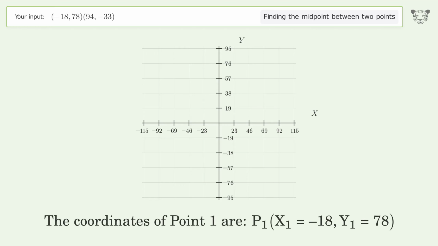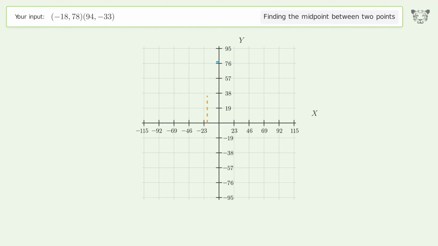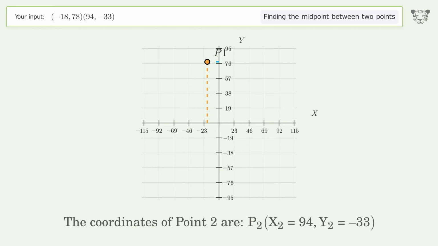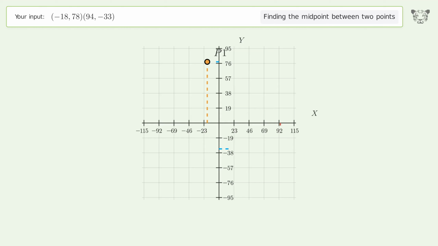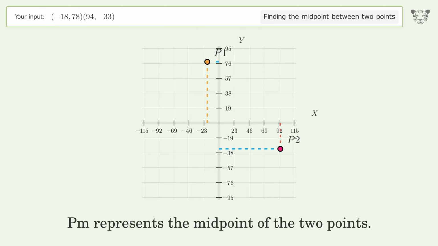The coordinates of point 1 are x1 equals -18, y1 equals 78. The coordinates of point 2 are x2 equals 94, y2 equals -33. PM represents the midpoint of the 2 points.